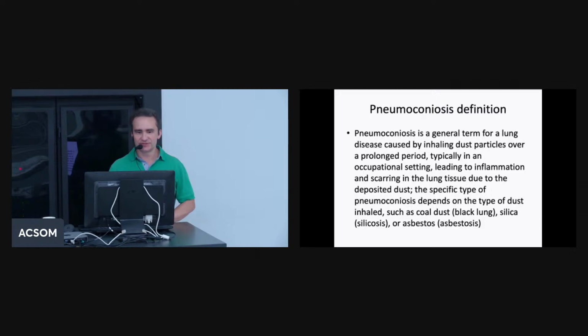So what is pneumoconiosis? Pneumoconiosis is a general term for disease caused by inhalation of dust particles over a prolonged period of time. Sometimes it may not be so prolonged. If it's a really high concentration, high density, it can be even within weeks or months. It causes inflammation and scarring in the lung tissue.